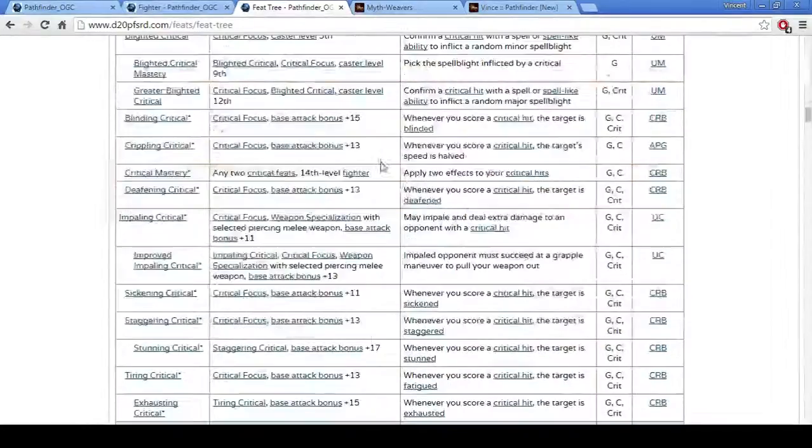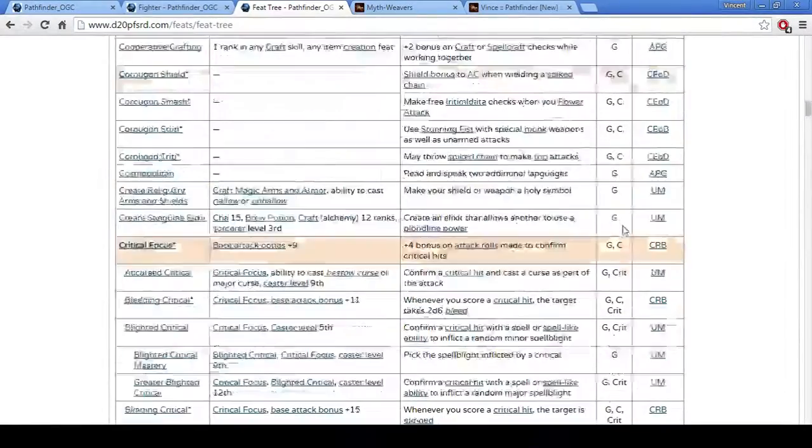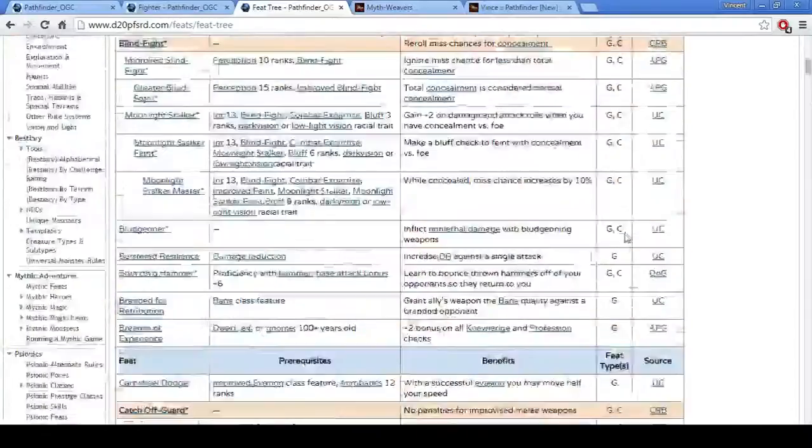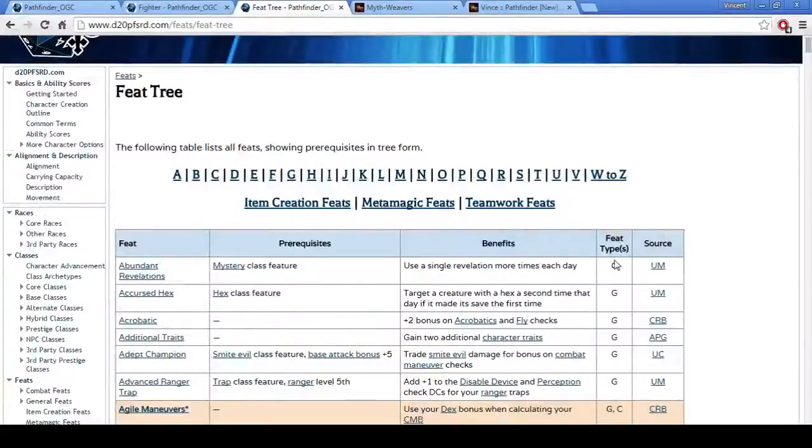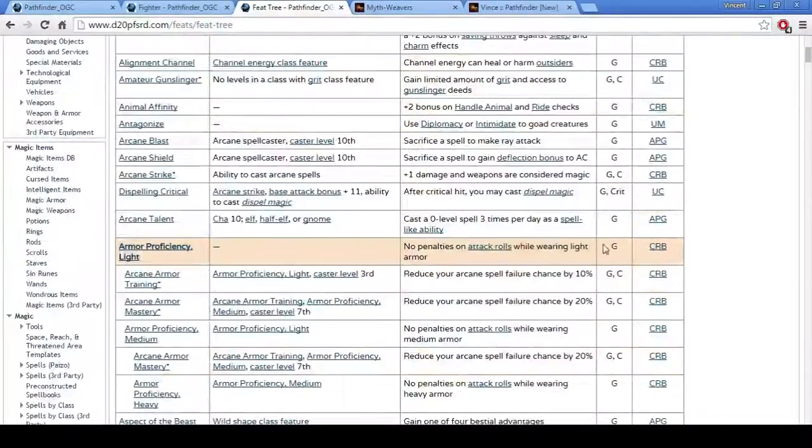There's just lots and lots and lots of them. And by the way, over here it tells you, I think, what books it's in? Is that what it's telling you there? No, it just tells you what type of feat it is. There are different types of feat. There's G for general, C for combat feat, and I'm assuming crit for critical feats.